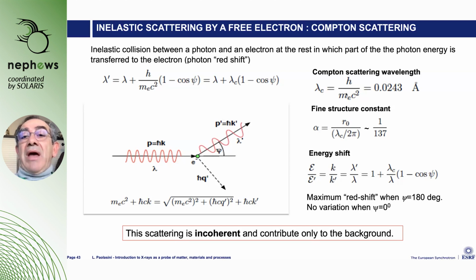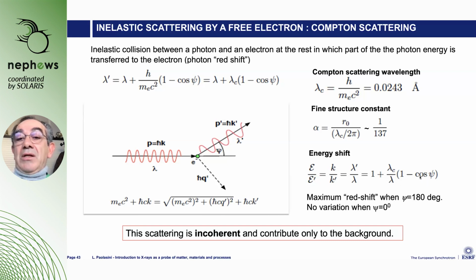The h divided by mc squared is called the Compton scattering length, and is an important constant in nature, which on top of that is related to the fine structure constant, and is equal to 0.0243 angstrom, approximately, of course. And so the energy shift is given by 1 plus the ratio between the Compton scattering length divided by lambda.